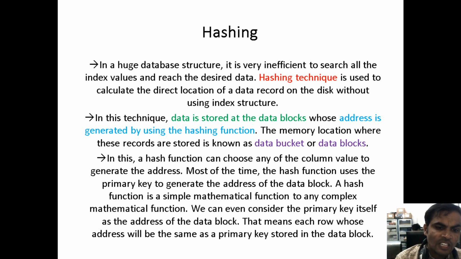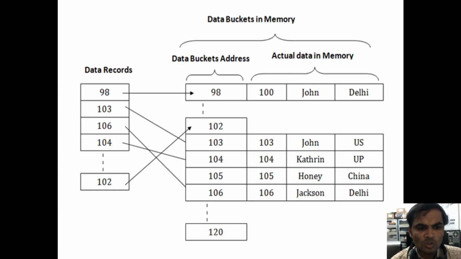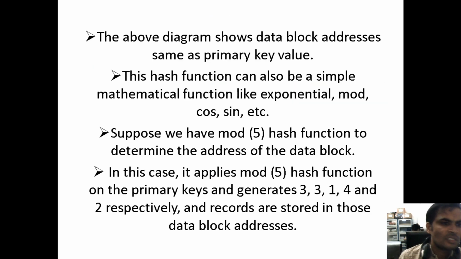Under data structures, with the help of the hash function, there is a formula, and with the help of that formula we create an address for each and every block or record. The hashing function is a mathematical function. It may be in the form of mod, cosine, or sine. The hashing function can be a simple mathematical function like exponential, mod, cos, sin, etc. So many functions are there under hashing.